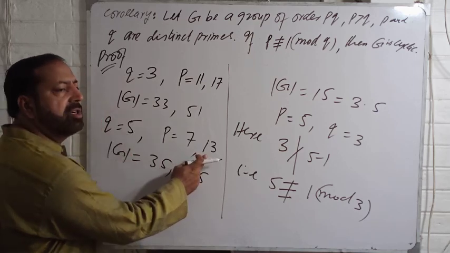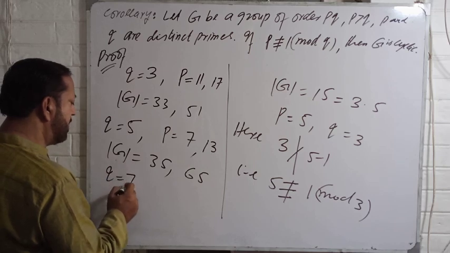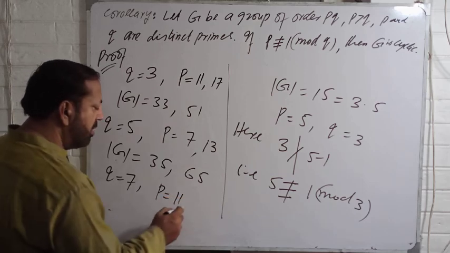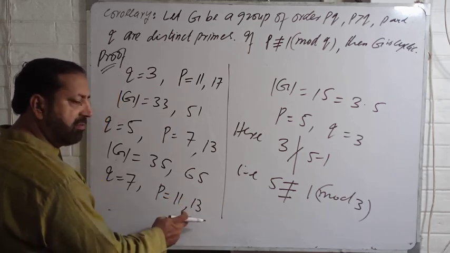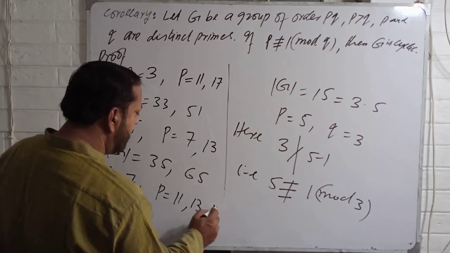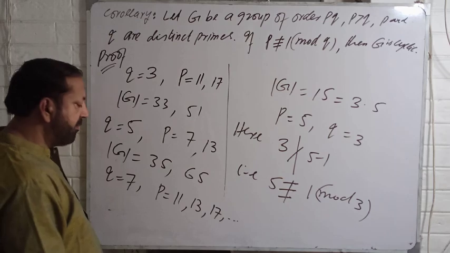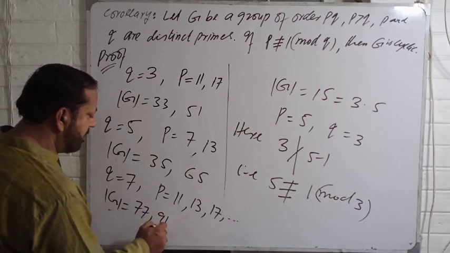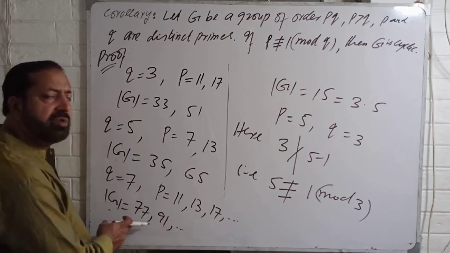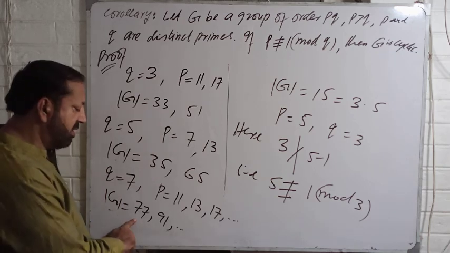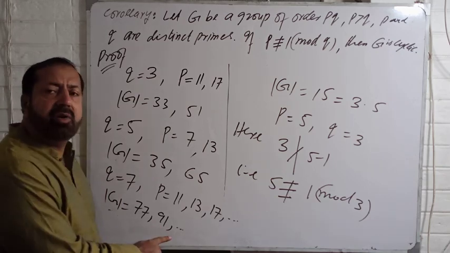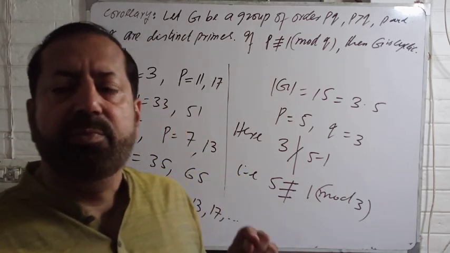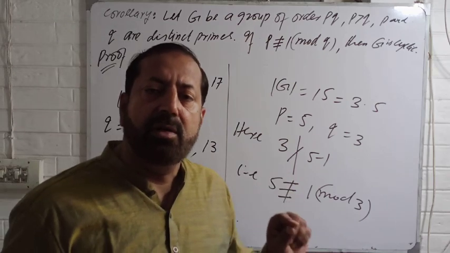Because 5 does not divide 13 minus 1. If you take Q is equal to 7, you take P is equal to 11, yes, it will work. Then 13, yes, it will work. Then 17, yes, and so forth. You can find many. So this implies the order of G is equal to 77, 91, and so on. So there does not exist any non-abelian group of order 77. There does not exist any non-abelian group of order 91. So that's why I am saying that this theorem is very important. Now I am going to prove this.